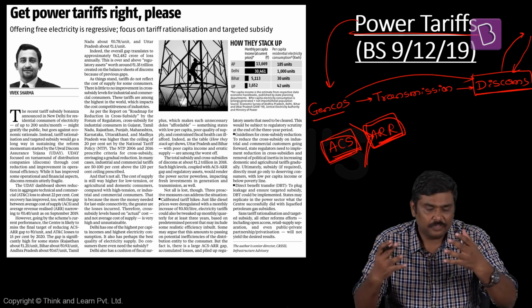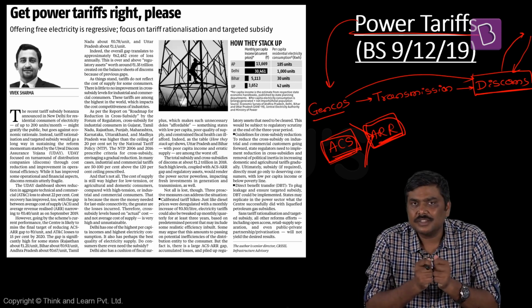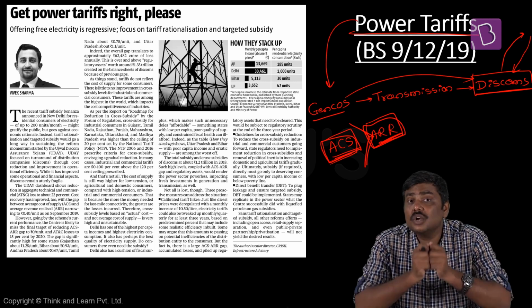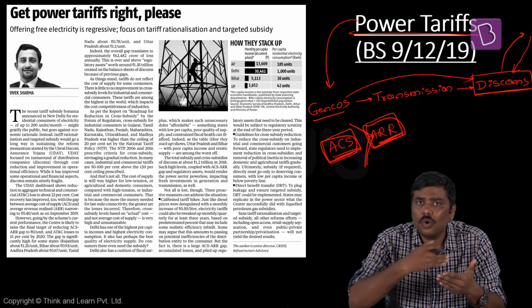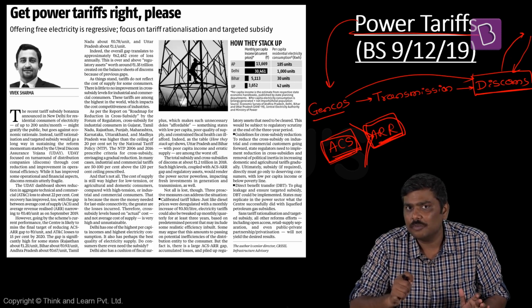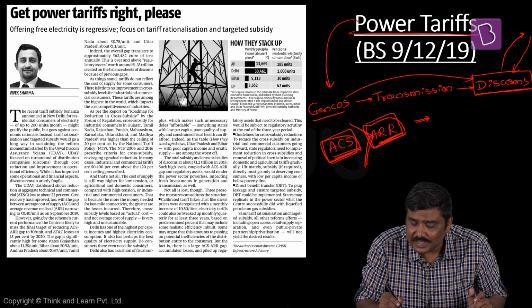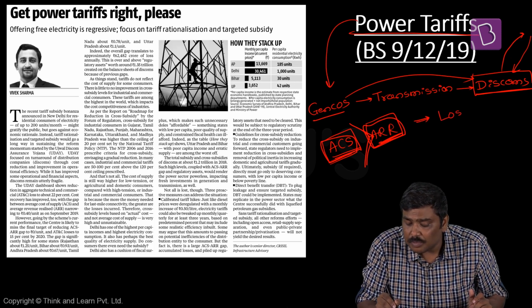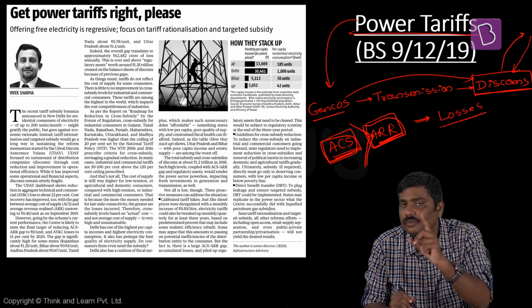It means if I am a DISCOM, I am purchasing electricity and supplying it to you. And the cost that I have incurred in doing all of this is higher than the money or the tariff that I am going to collect from you. As a result of this, can I simply say that DISCOMs are incurring huge amounts of losses? Yes, that has been one issue.